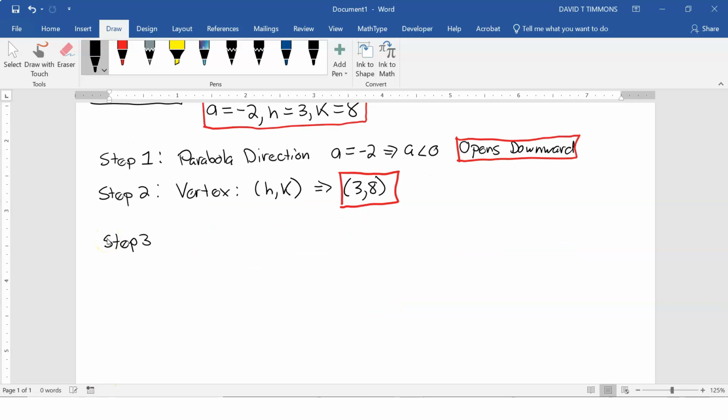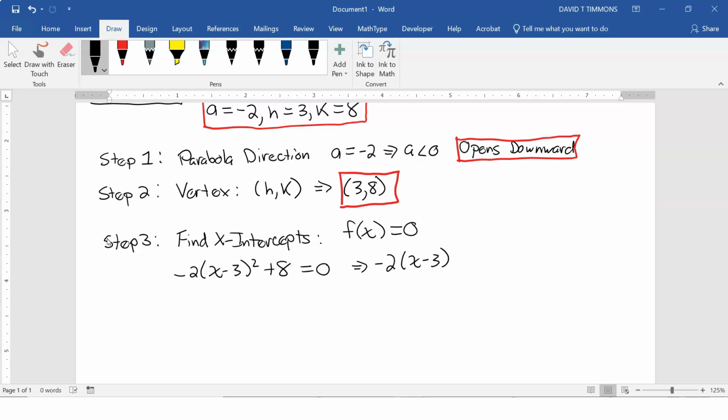In step 3, we're going to find the x-intercepts. And so what we'll do here is take our function f of x and set it equal to 0. And in this step, whether it's standard form or general form, this is where you're going to have to draw upon your skills or the techniques from section 1.5 on solving a quadratic equation. So what we'll do is take our equation, minus 2 times (x minus 3) squared plus 8, and set it equal to 0. So we need to isolate this (x minus 3) squared term.